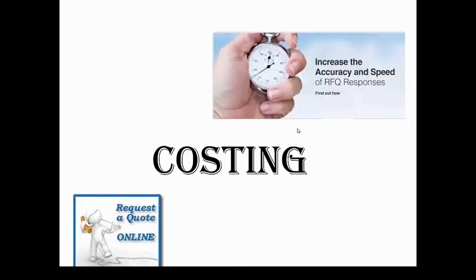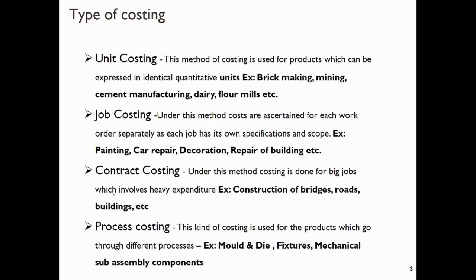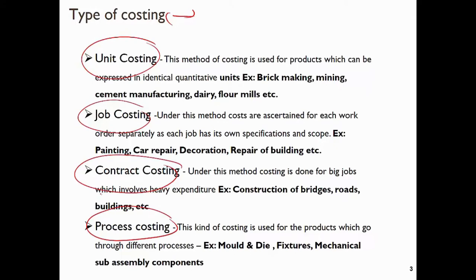In this lesson, we are going to see about the importance of costing in new product development. As I said, costing varies by various methods: unit costing, job costing, contract costing, and process costing. So unit costing, as I said, we have given some examples to help you understand, like brick manufacturing or anything.